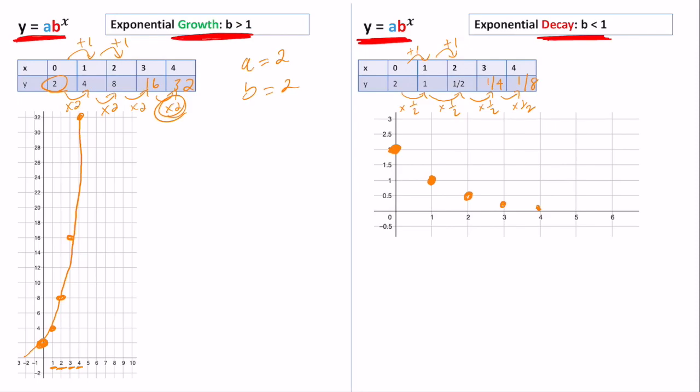But again, it's not a straight line. That's a curve. So that is just like exponential growth. The difference, though, is we're going down. Exponential decay means our values are getting smaller and smaller. And it's driven by this b of less than 1, right? So in this case, A was still 2, same starting point, but B was 1/2. We were multiplying by 1/2 a whole bunch of times. And that's all x tells us, right? Is how many times we're multiplying by 1/2.